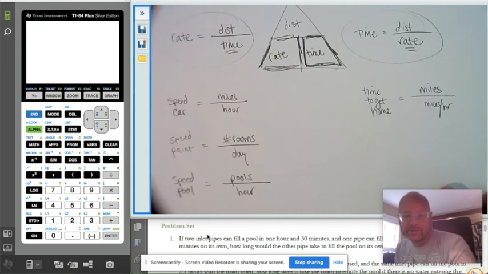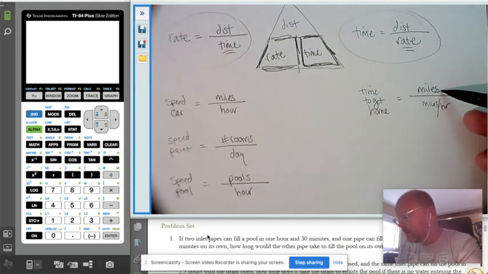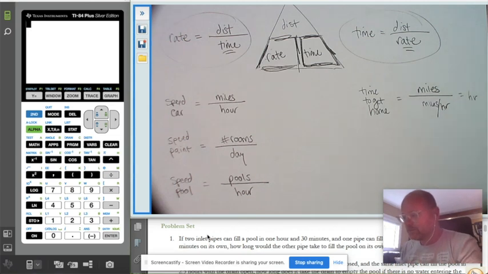And hopefully you can notice that when I divide miles by miles per hour, the miles part cancels out. This is just equal to a number of hours, right? It's a time. This ratio is a time. And we can add times together if the problem calls for it.